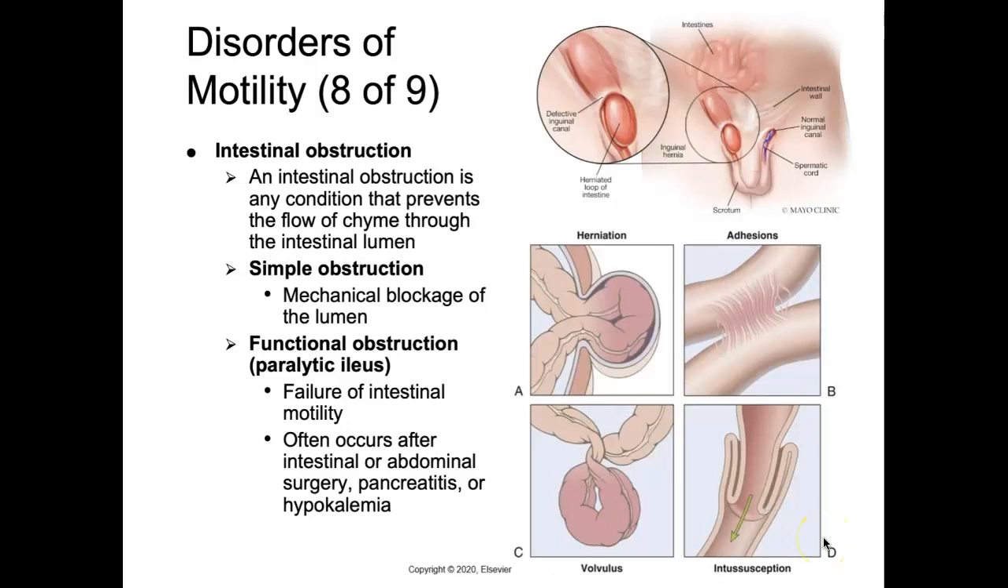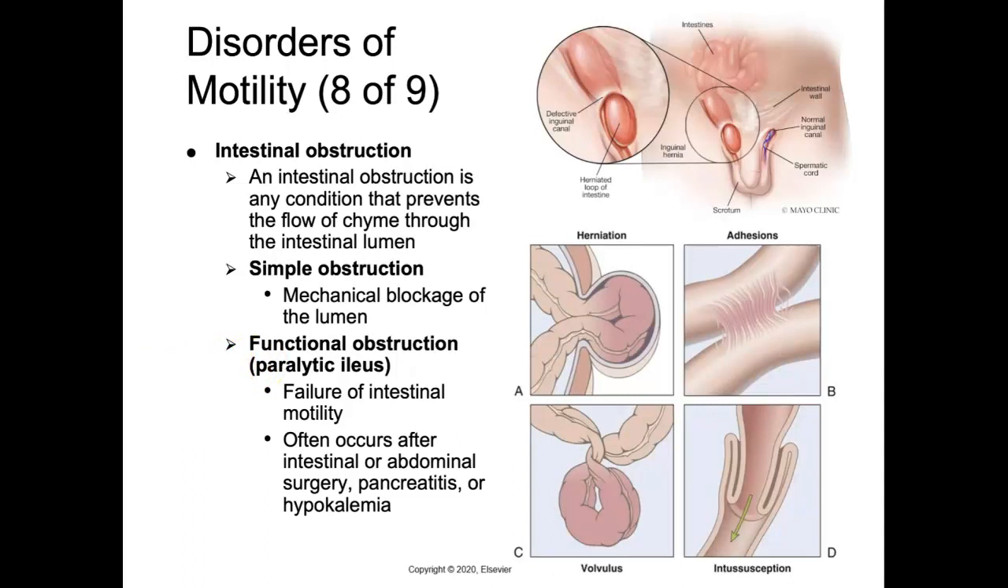Now, when we have a chronic obstruction, it's usually going to be due to something that's associated with a tumor or an inflammatory disorder, and usually involves the colon. Or we can classify something as being a functional obstruction or paralytic ileus.